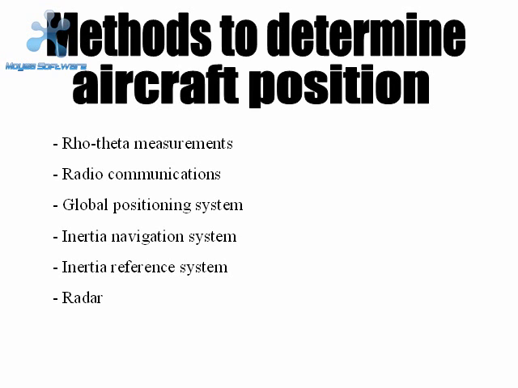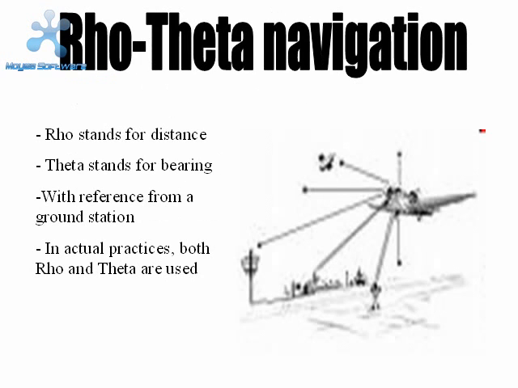There are several methods to determine the aircraft position. Examples are rho-theta measurement, radio communication, GPS, INS, IRS, and lastly, radar. For rho-theta navigation, rho means distance, while theta stands for the bearing. It is with reference to a ground station. Rho and theta are actually used in actual practice.